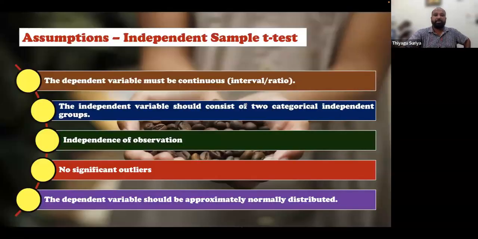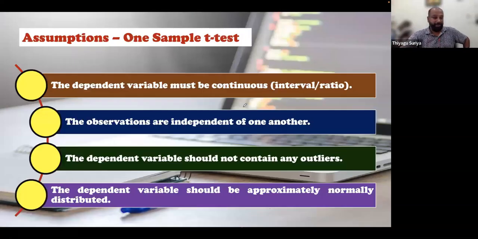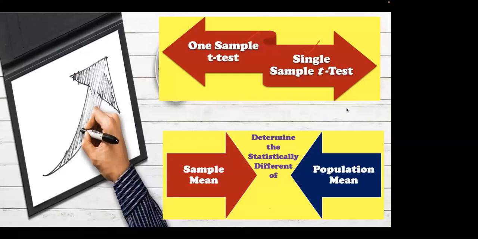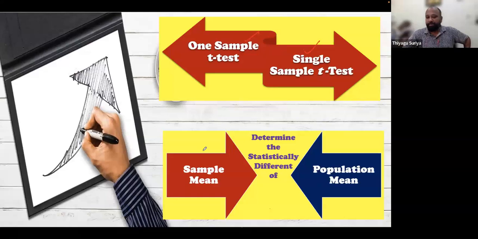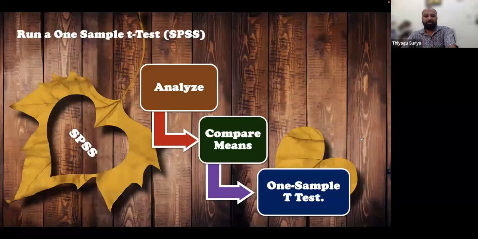Yeah, this is the one-sample t-test. We already discussed the difference. The other name is single sample t-test. Here the discussion is about the sample mean with respect to the population mean, and this is a hypothesis. All these things I already explained.